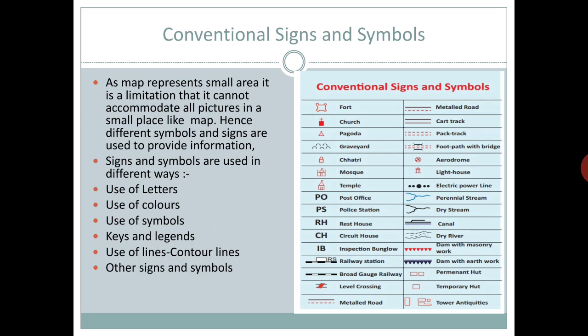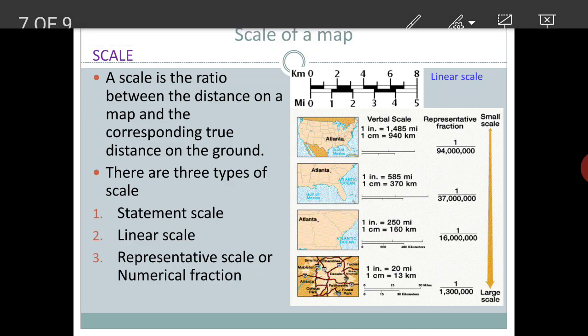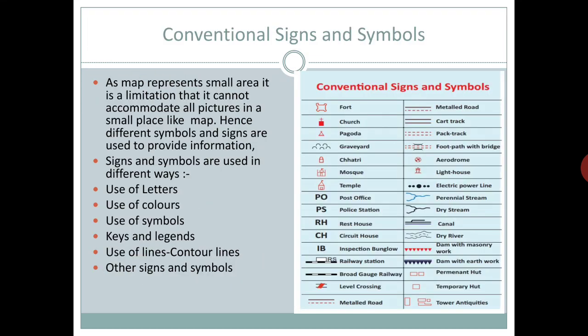Usually conventional signs and symbols are given at the bottom of the map to make it easier for you to understand it quickly. Then use of symbols. Suppose you want to show one church, then just a symbol of a church, temple-like, and up above there is a cross. If it is to be a temple, then one flag, a triangular symbol, is there.